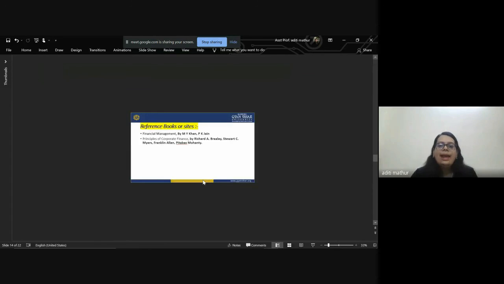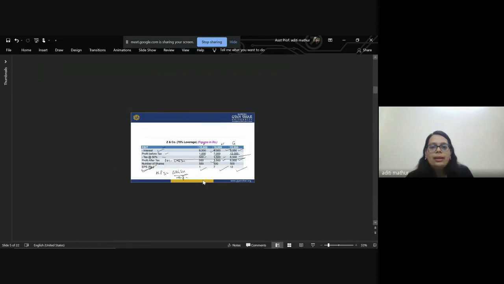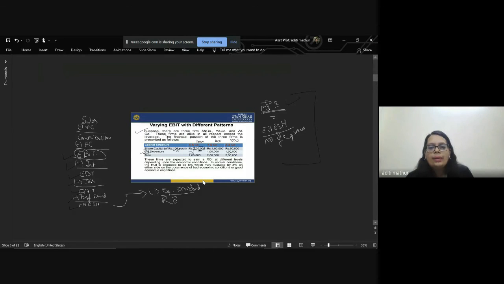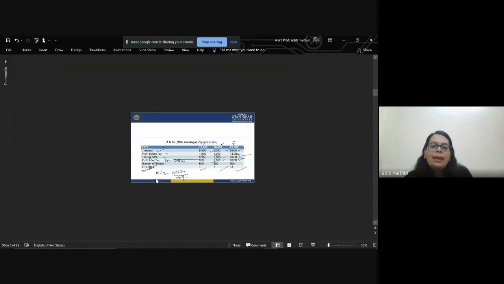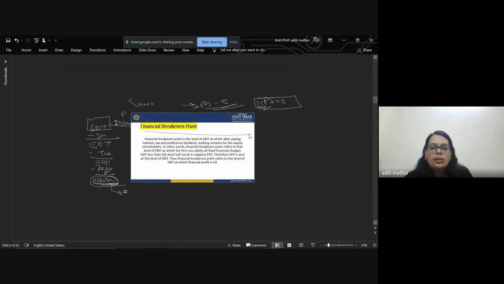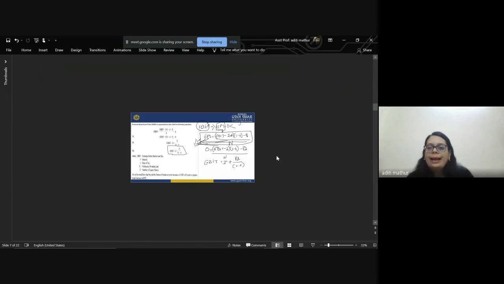Now let us have a quick recap of what we have learned today. Today we learned very important calculations, that means how to calculate the EBIT at different earning patterns. This was a very good question in which you might have now understood how to calculate the EPS. Then we understood the concept of financial break-even point. Financial break-even point is that level of EBIT where your EPS is equal to 0.